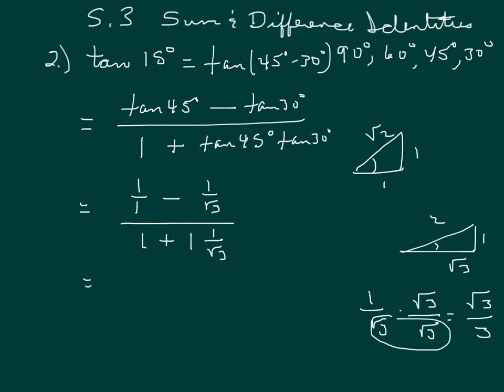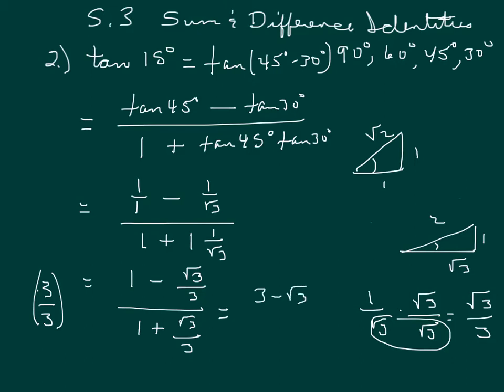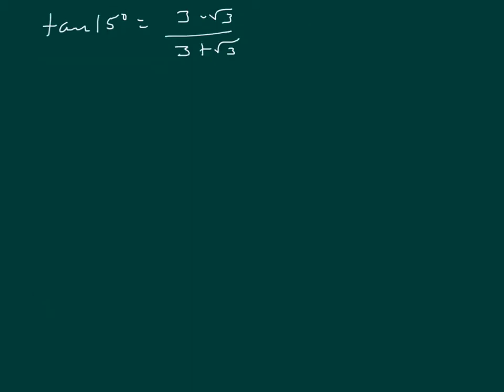So let's do that. So we have 1 minus the square root of 3 over 3, 1 plus the square root of 3 over 3. Now let's multiply by 3 in the numerator, 3 in the denominator, which would just be unity. And we have 3 minus the square root of 3 over 3 plus the square root of 3. Repeating what we had on the previous page, to eliminate the radical in the denominator, we need to multiply by 3 minus the square root of 3.